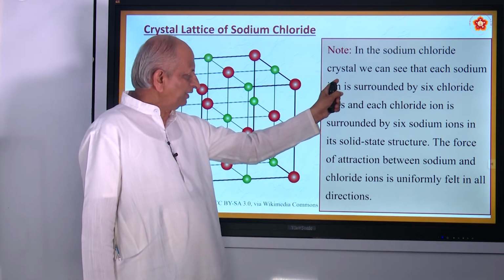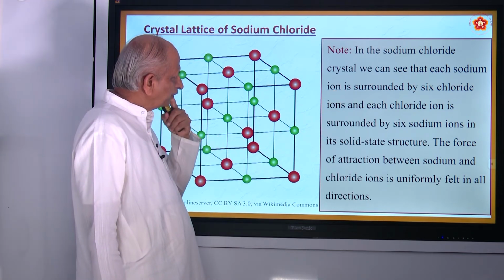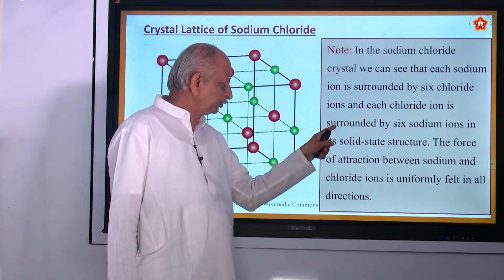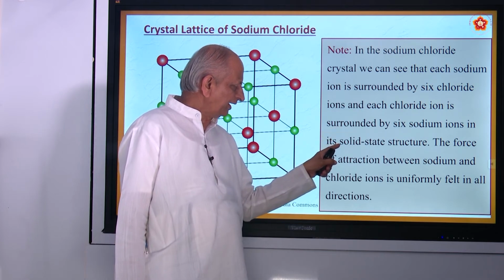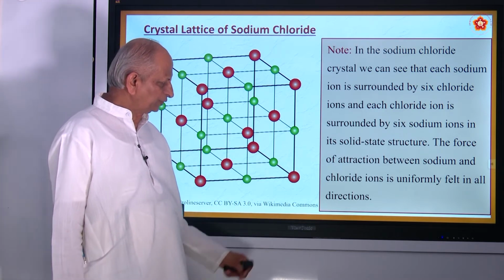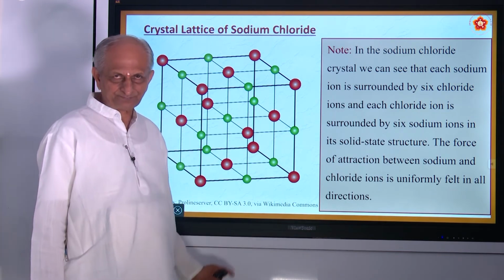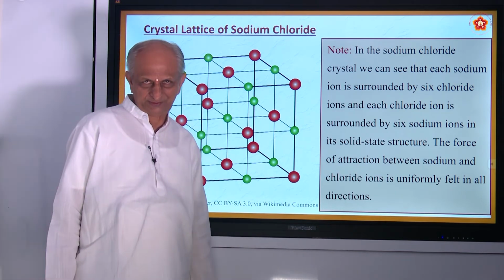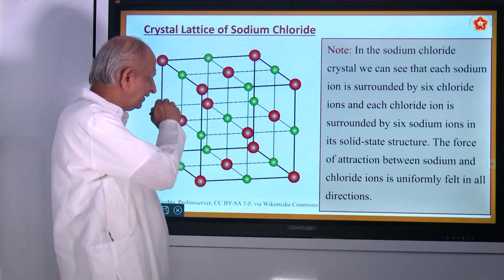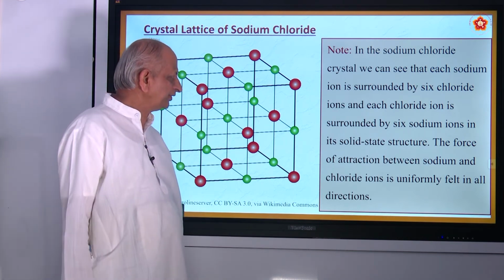In the sodium chloride crystal, we can see that each sodium is surrounded by 6 chloride ions, and each chloride is surrounded by 6 sodium ions, and it forms a solid state structure. The force of attraction between sodium and chloride ions is uniformly felt in all directions. So this is a uniform structure. See the bondage, how beautiful it is, is it not? So very uniform it is. Each chlorine is surrounded by 6 sodium ions, and each sodium is surrounded by 6 chlorine.